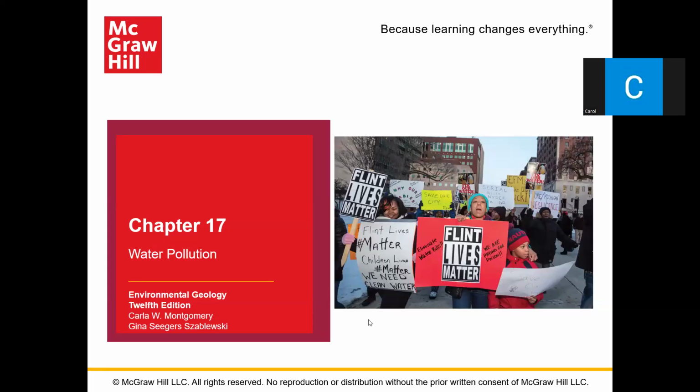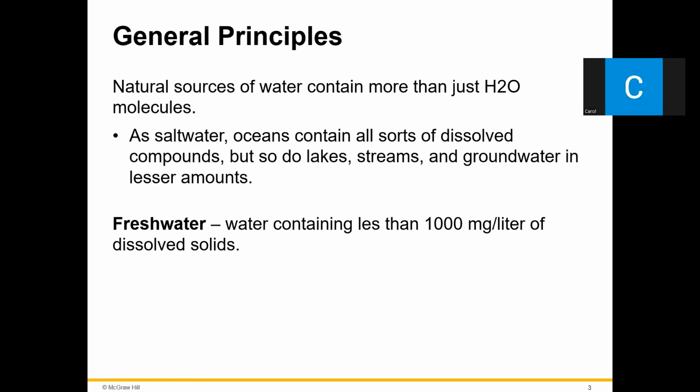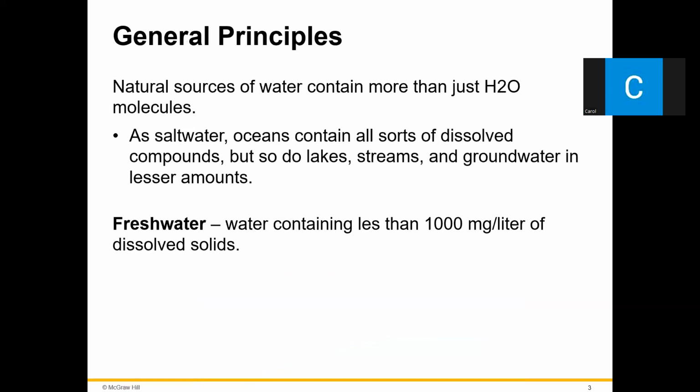All right, this is chapter 17 on water pollution, and we are going to just start with some general concepts about water pollution. Natural sources of water contain more than just water molecules. As salt water, oceans contain all sorts of dissolved compounds, but so do lakes, streams, and groundwater in lesser amounts. Fresh water, technically, contains less than 1,000 milligrams per liter of dissolved solids.